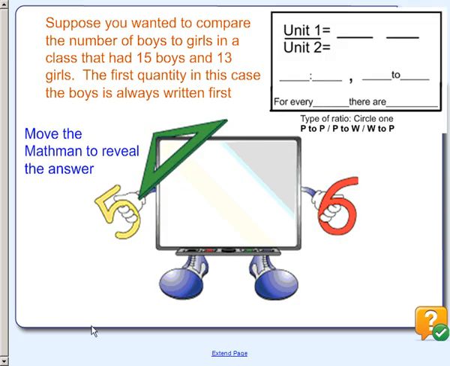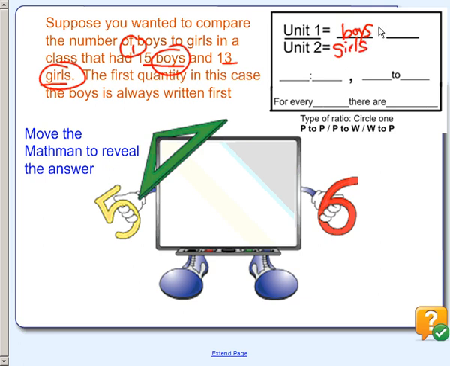All right, suppose you wanted to compare the number of boys to girls in a class that had 15 boys and 13 girls. The first quantity in this case, the boys, is always written first. So when I read a story problem, I'm going to underline the important information, 15 boys and 13 girls. You notice that this unit or quantity comes first. So that needs to go on top of our ratio. So let's start with our labels. We have boys and girls. So unit 1, we're going to write down boys. Unit 2, we're going to write down girls.